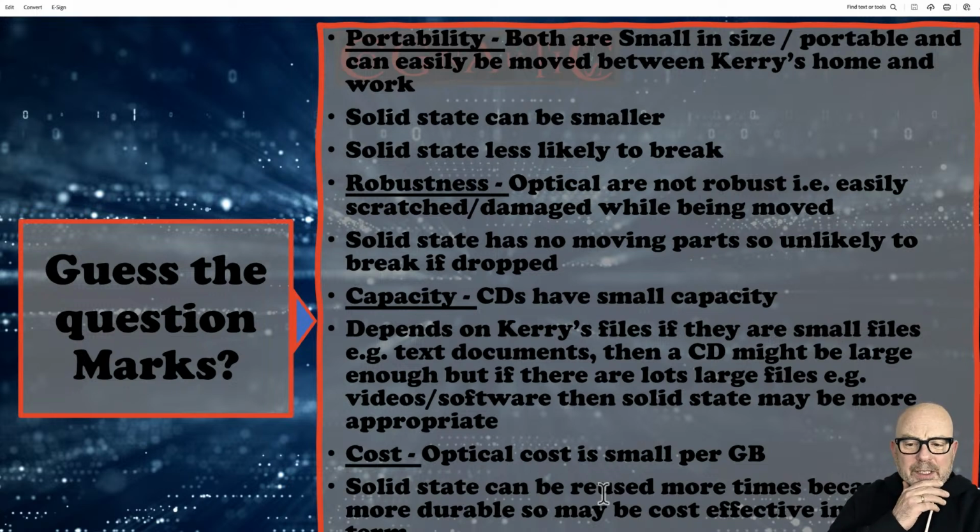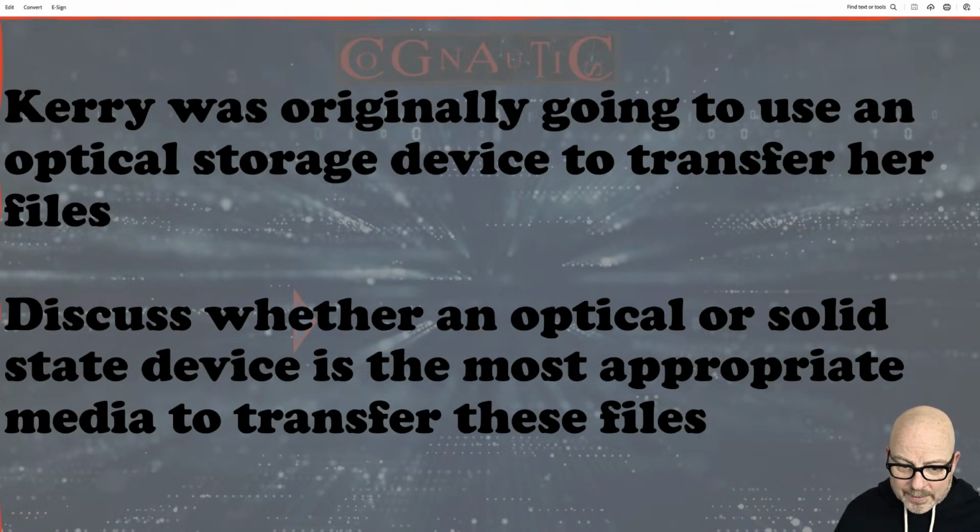Portability: both are small in size and portable, so can easily be moved between Kerry's home and work. Robustness: optical discs are not robust, easily scratched or damaged whilst being moved. Look at how they give you an example like Kerry or Alicia, and then ask which medium or device you would use, and why. Solid state has no moving parts, so it's unlikely to break if dropped, but it is quite expensive. You just have to riff off all of this information we've given you, and then you can answer these sorts of questions, okay?